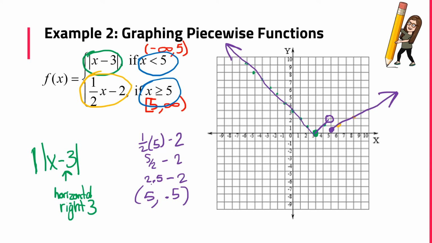It passes the vertical line test. I can't stress that enough. And then even at 5, there's one open and one closed, which still passes the vertical line test.